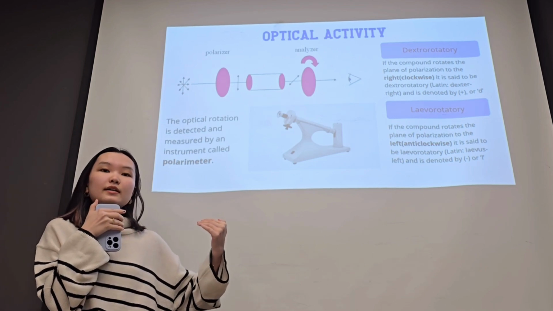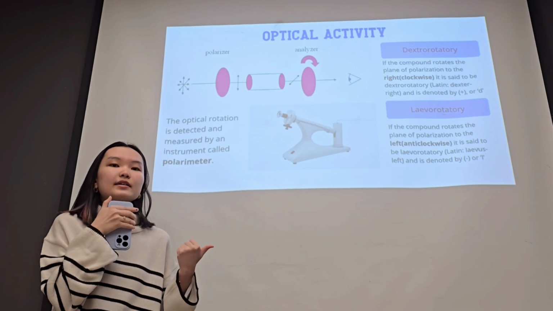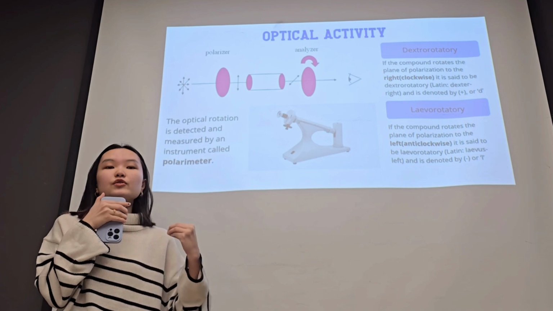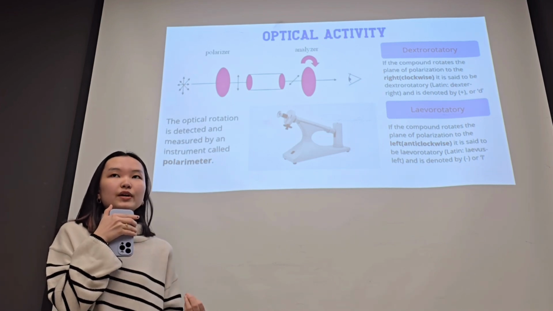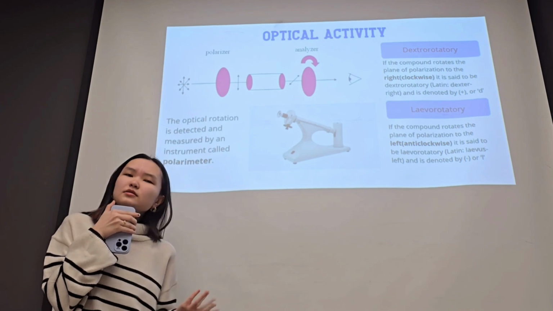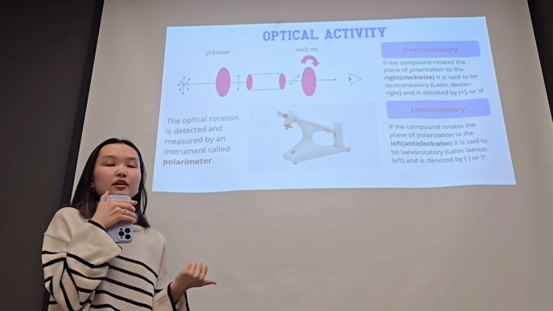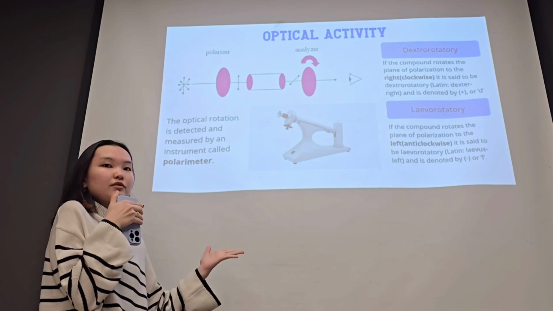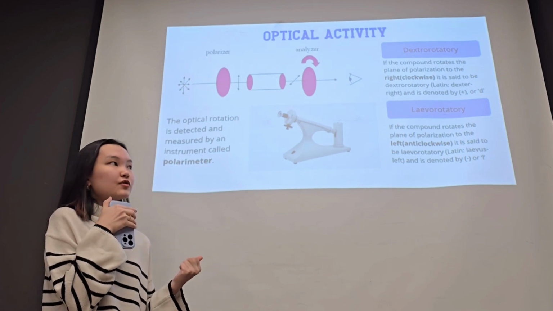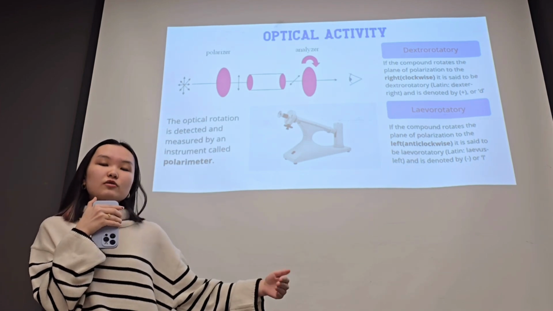we can name compounds like D-lactose, D-lactic acid. The next type is levorotatory. Levorotatory is when the compound rotates the light to the left, anti-clockwise, and we can name these compounds like L-lactic acid and L-lactose. So the optical rotation is detected by the polarimeter. Optical rotation is the angle of rotation of the plane. So the polarimeter determines if the compound is dextrorotatory or levorotatory.